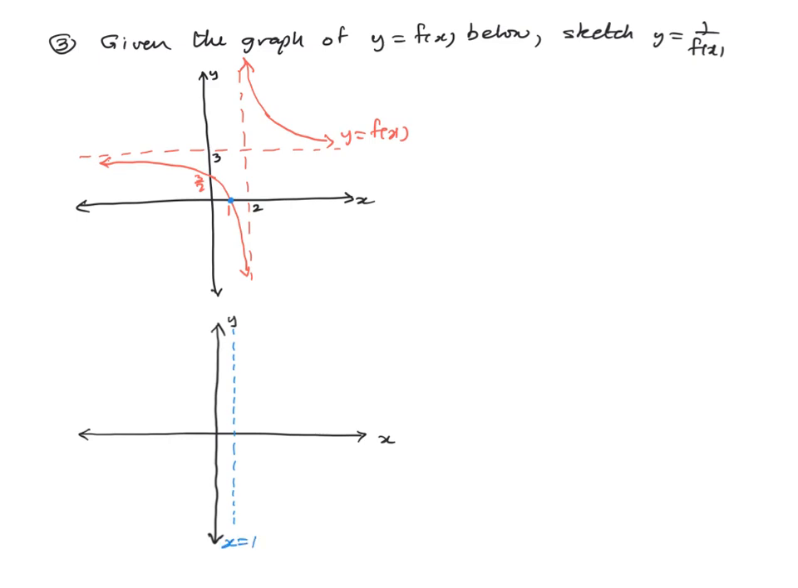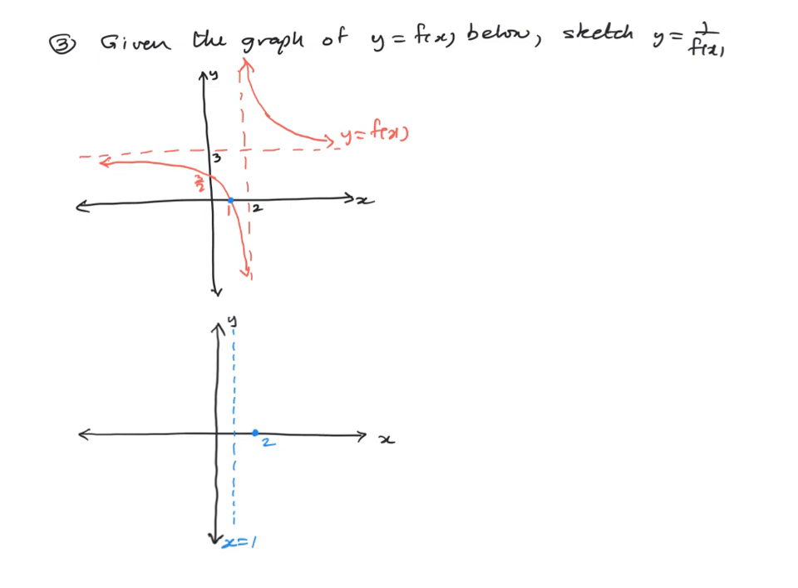Then the other thing I notice is there's a vertical asymptote here at x equals 2, and that means that there was a dividing by 0 scenario in the y equals f of x graph, and therefore when I do the reciprocal, that 0 goes from the denominator back up to the numerator. So that vertical asymptote over here is now going to turn into an x-intercept on my reciprocal graph. So that x-intercept is going to be at 2.